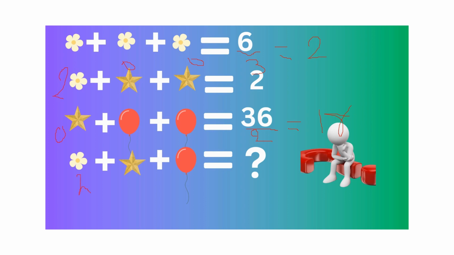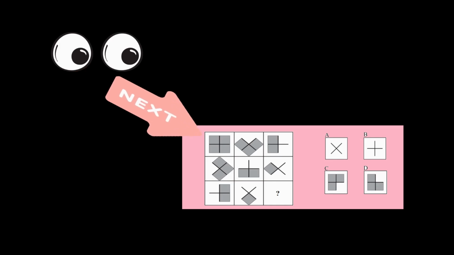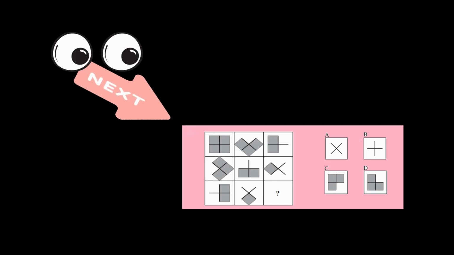In the next row we have everything together, so we know that the flower is 2, the star is 0, and the balloon is 18. Can you add them together and tell me the answer? Yes, easy peasy, it's 20. There we go.